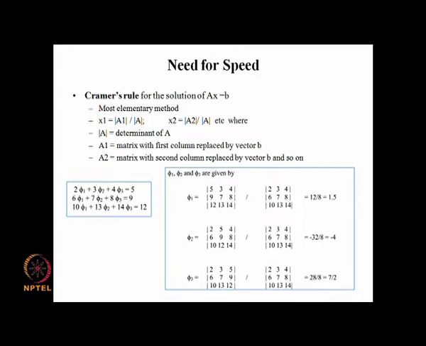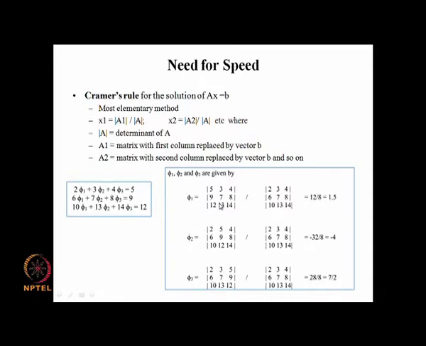So this equation, as per Cramer's rule, phi 1 is given by, now the coefficient matrix is 2, 3, 4, 6, 7, 8, 10, 13, 14, and out of that, for phi 1 we replace the first column with the right hand side column 5, 9, 12. So we have 5, 9, 12, and then 3, 4, 7, 8, 13, 14. So the determinant of this divided by the determinant of the coefficient matrix, which is 2, 3, 4, 6, 7, 8, 10, 13, 14.